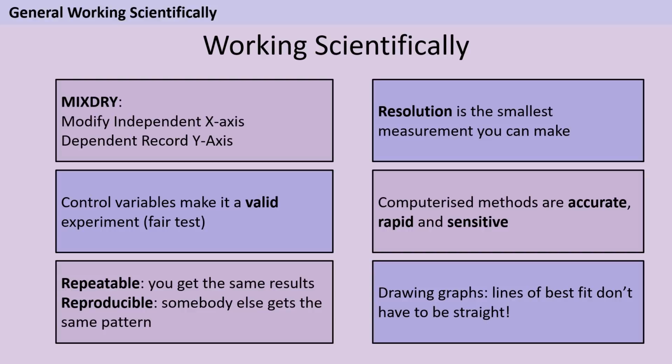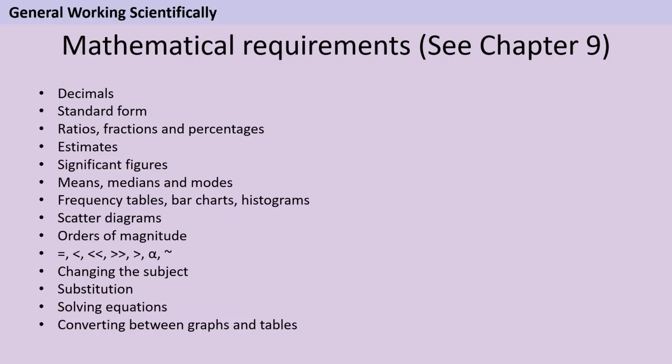If you have to transfer some data from a table onto a graph, then make sure that you are including all of the data points, even if there is one that goes at the origin at 0, 0. And remember that lines of best fit don't need to be straight lines, whatever your maths teacher has told you about GCSE maths. Hopefully you're already really aware that in the physics papers in particular, up to 30% of the marks are going to be for assessing mathematical skills.